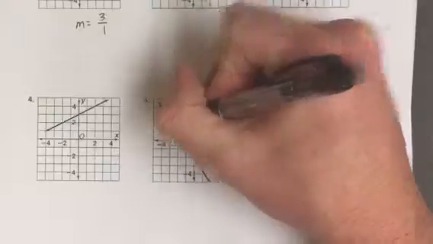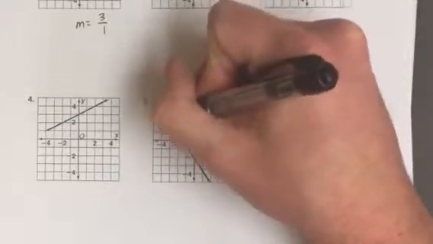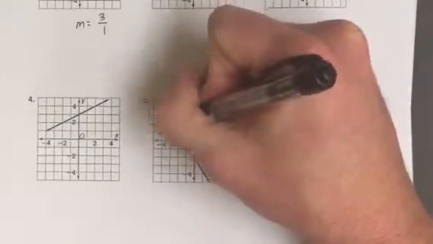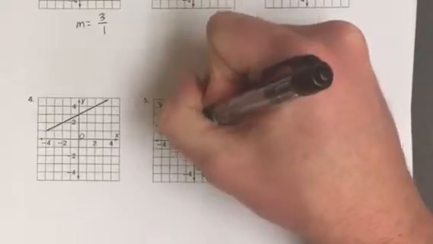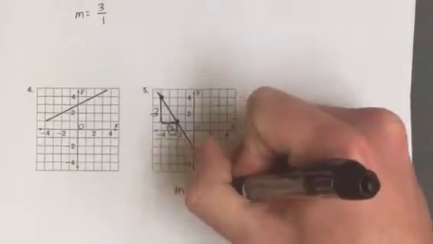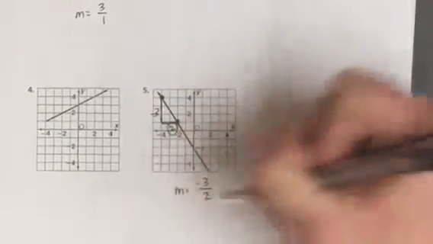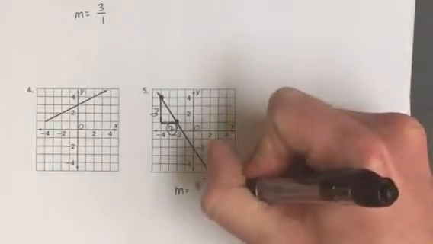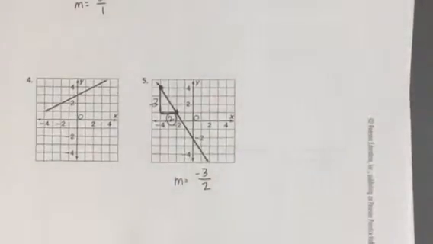So 1, 2, 3. So that's a negative 3 and then a 1, 2. So your slope ends up being negative 3 over 2. The negative sign could be on the top, the middle, or the bottom. It doesn't really matter, but that's how you find slope.